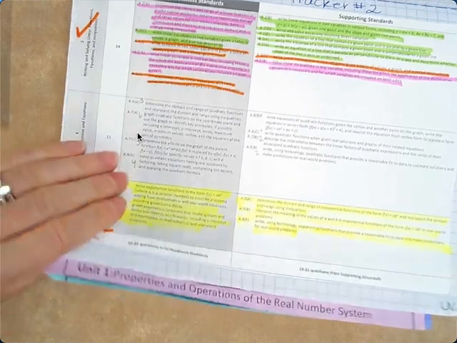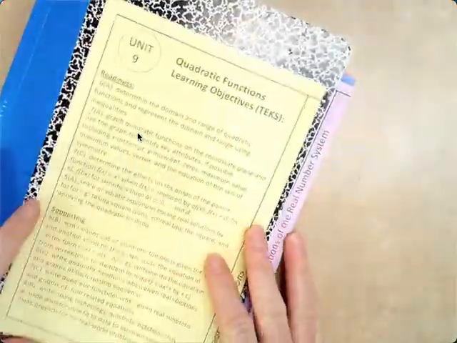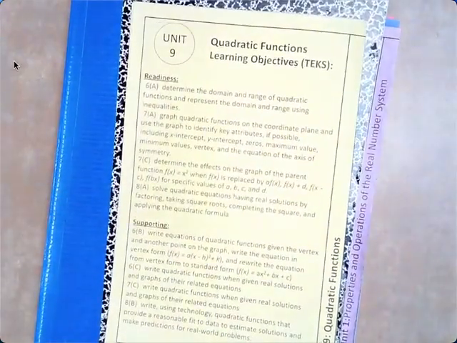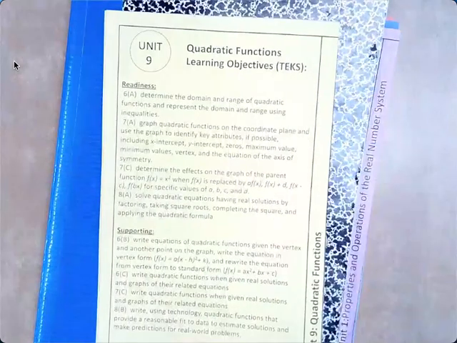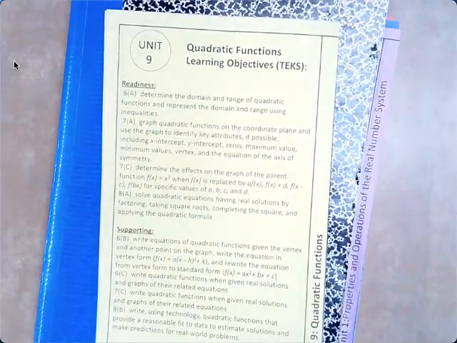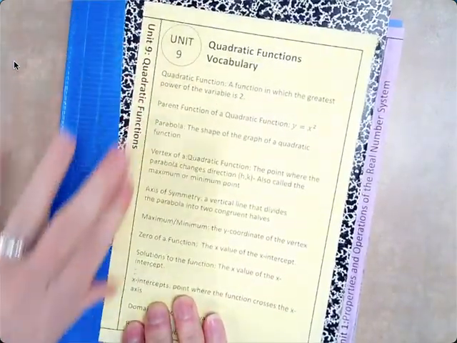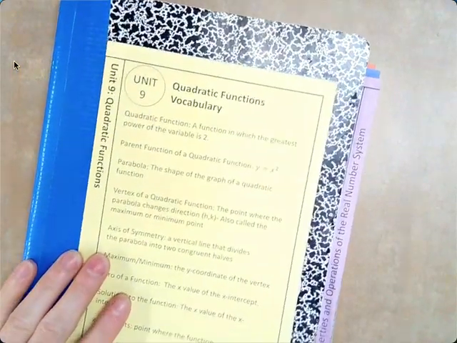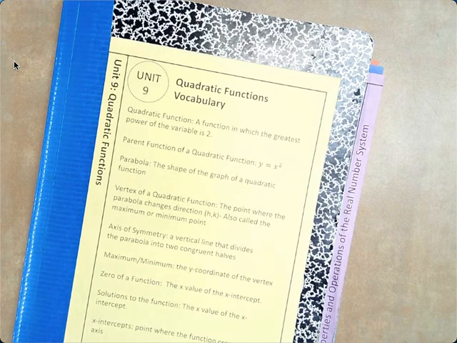So let's look at our Unit 9 divider. That is what we are about to start. So these are all the skills for Unit 9. So this is the quadratic function. Let's look at our vocab. Let's not glue it in just yet. Let's just look at the vocab.